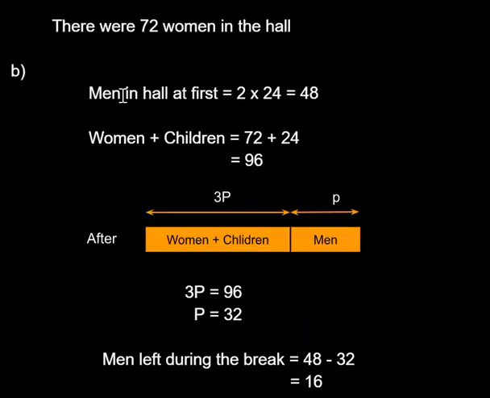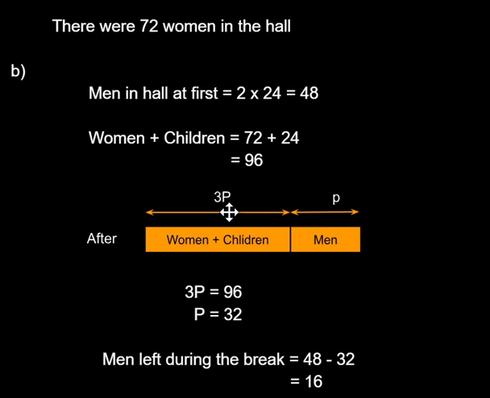So remember there were 2 units of men in the hall at first. So 2 times 24 is 48. Okay, this is at first. Then the number of women and children is 72 plus 24 is 96. Okay, because there's 72 women in the hall, and there's 1 unit of children which is 24, so add up to 96.